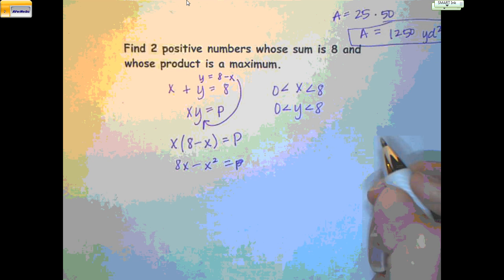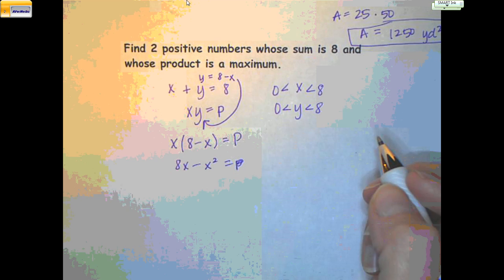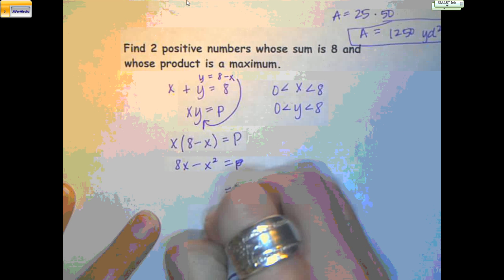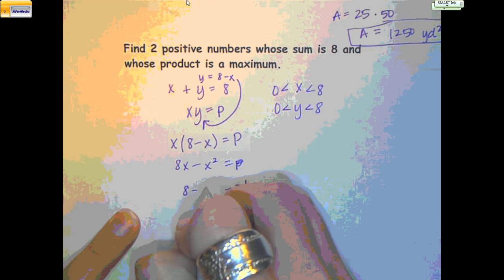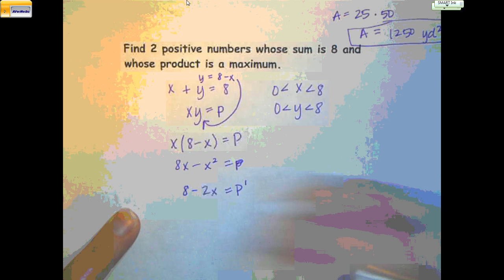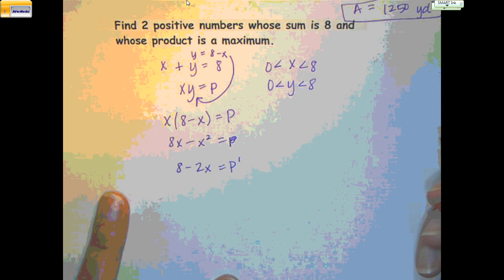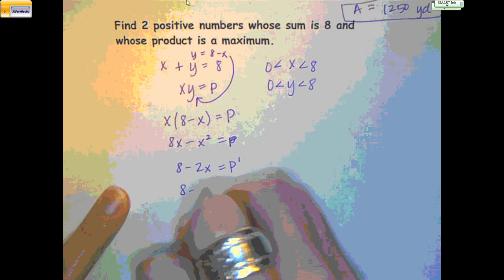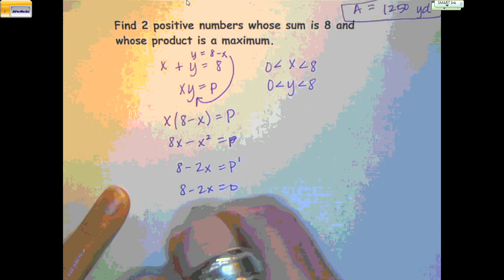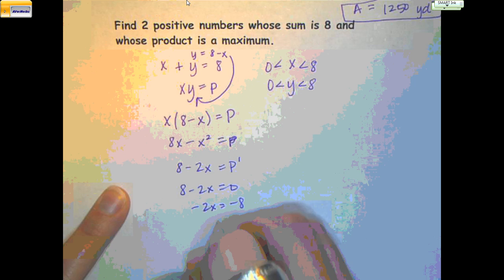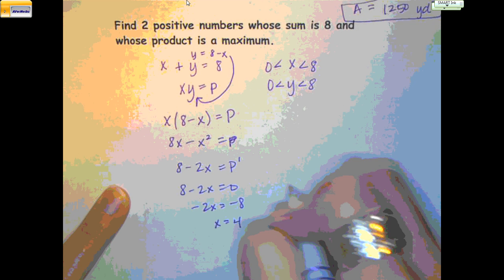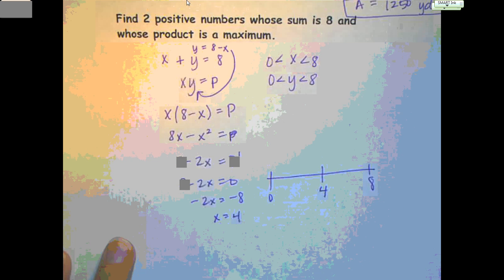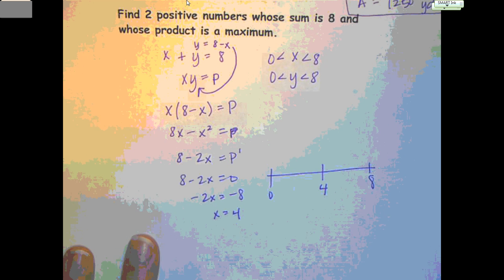Okay, I need a maximum product. What do I do? Derivative, yeah, I heard it. So the derivative is going to be 8 minus 2x. And if I'm looking for a maximum, I'm looking for a local max. We need a number line. In order to make that number line work, we need to set it equal to 0. So we set it equal to 0 and solve. So x could be 0, 4, or 8.